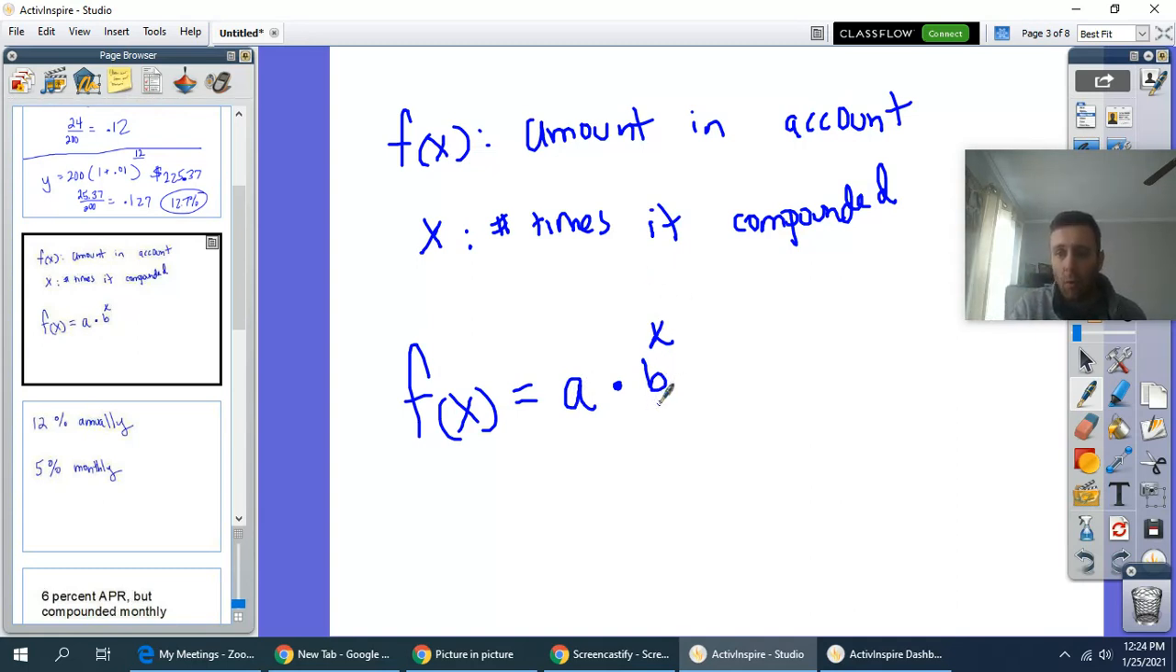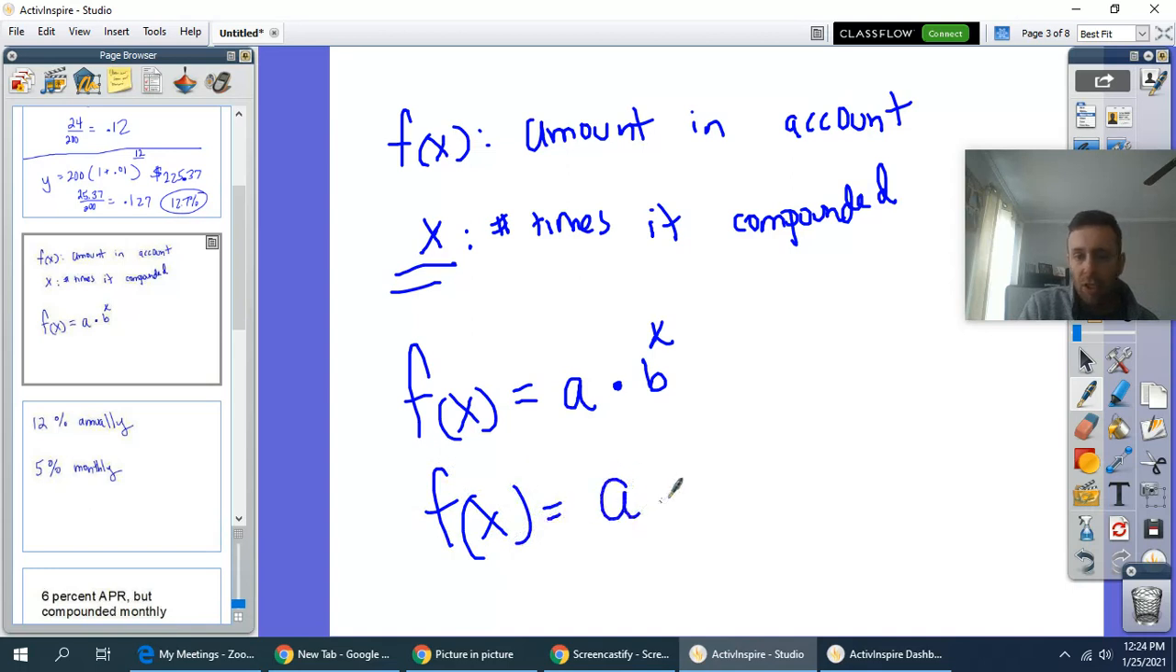Because if I have a growth factor of 7%, I might be multiplying that 7% 12 times a year. I might only be multiplying it once a year. So instead of X being the amount of years, I'm making it the number of times it was compounded. Now, there's a couple things that you're going to want to change with your formula.